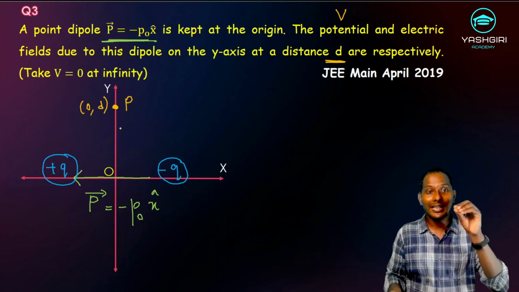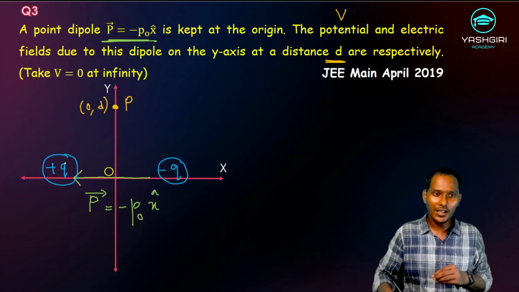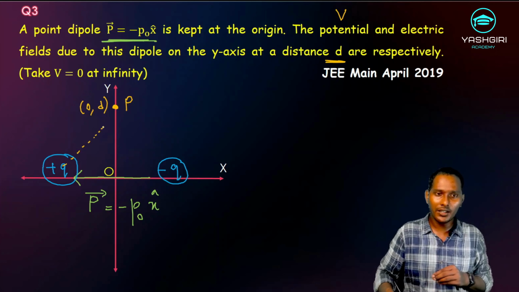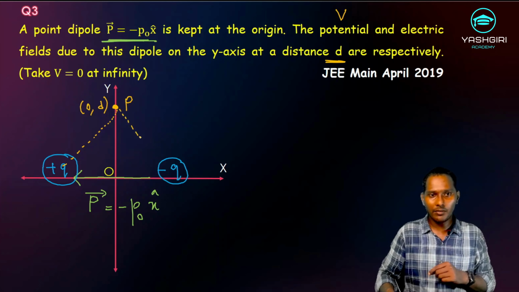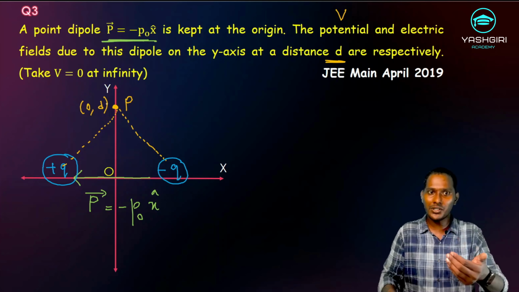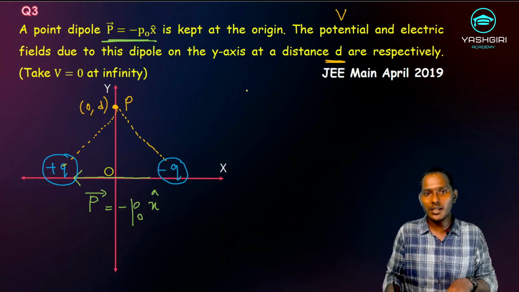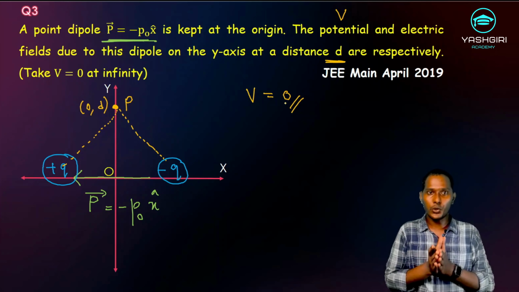which means that students, the electric potential will be 0. Since the distance of the point P from the positive charge and from the negative charge is the same, in that case the electric potential, if we try to find it out, comes out to be 0.